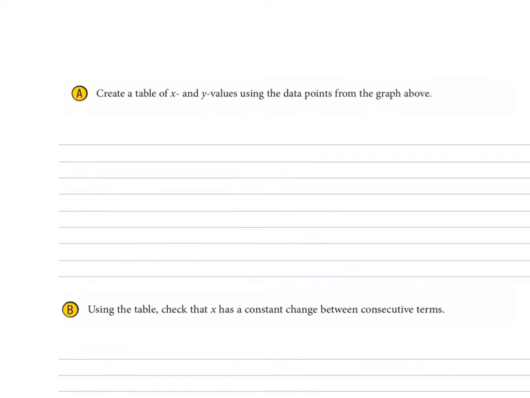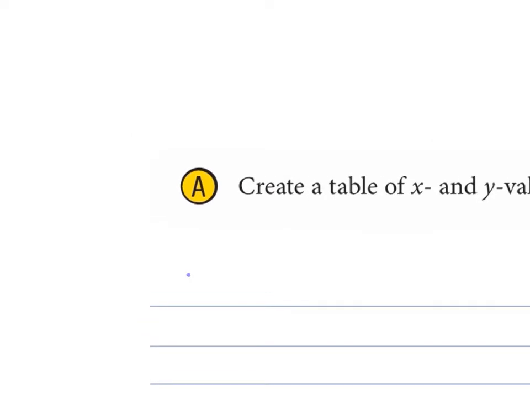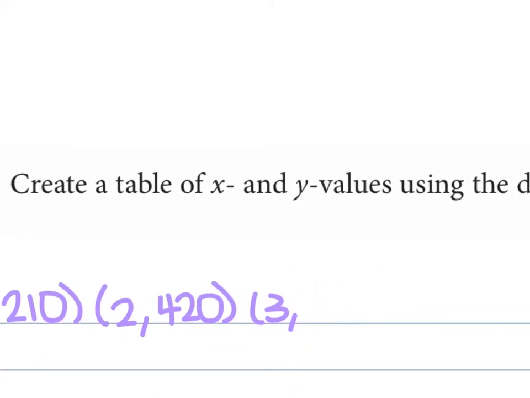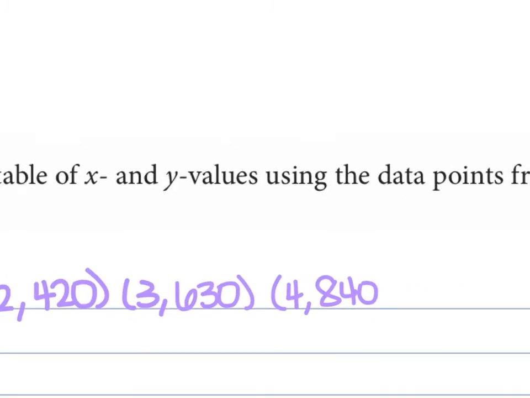So if we look at our first example, it's asking us to create a table of x and y values using the data points from the graph above. So the graph that we were looking at had the ordered pairs of (1, 210), (2, 420), (3, 630), (4, 840), and (5, 1050).